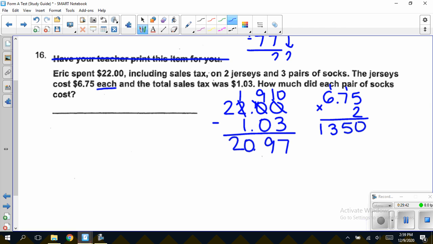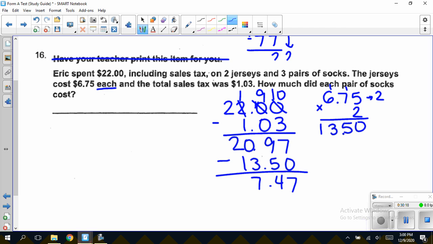Notice I have 2 decimal place values in that top factor. So my answer has to have 2 decimal place values as well. So 2 jerseys cost $13.50. So I had $20.97 left after I took away the sales tax. So now I also need to take away the $13.50 for the jerseys. So 7 minus 0 is 7, 9 minus 5 is 4, and drop down my decimal, and 20 minus 13 is 7.